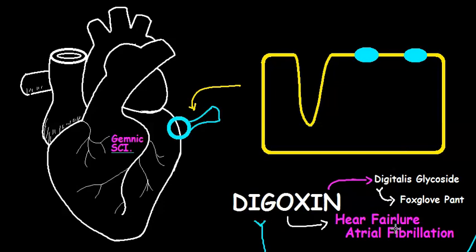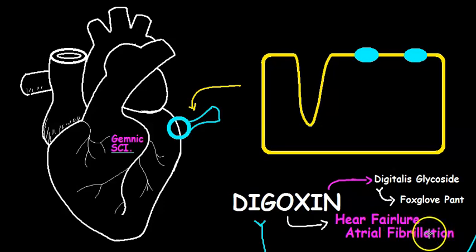It is commonly used in conditions like heart failure and atrial fibrillation. Heart failure is when the heart cannot pump enough blood to meet the body's needs. Digoxin helps the heart pump more efficiently. Some benefits of digoxin are increased contractility, slow heart rate, and improved blood circulation.